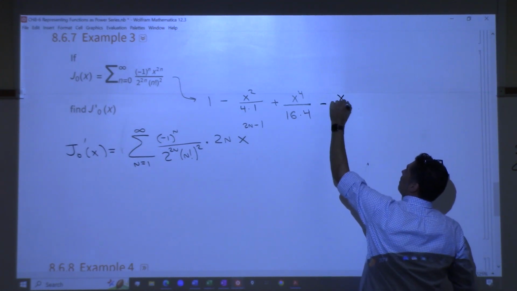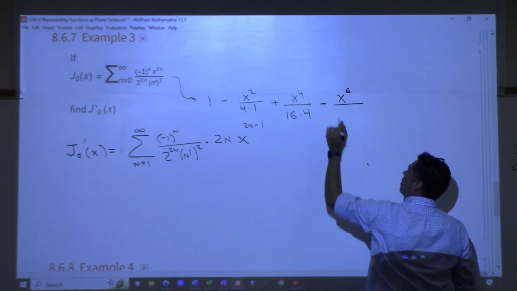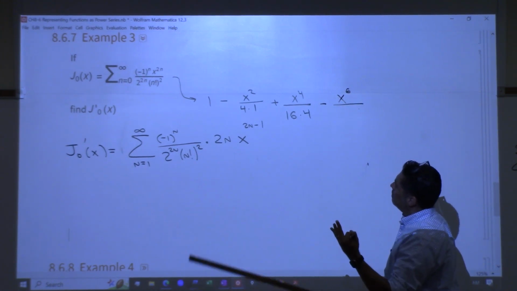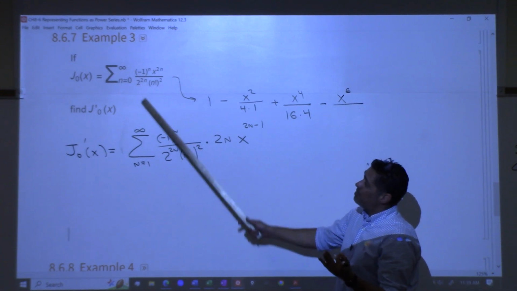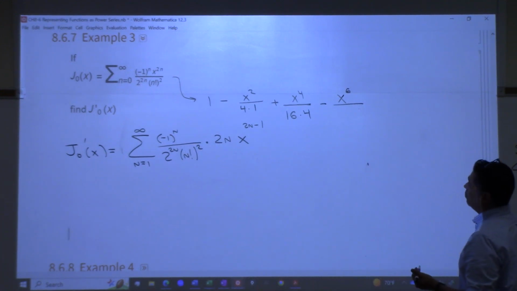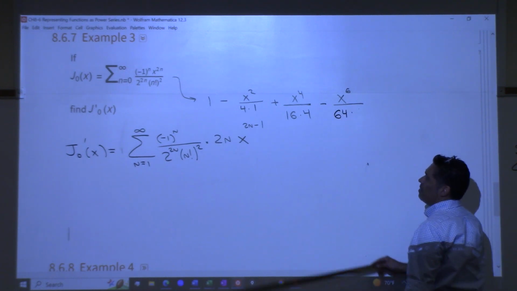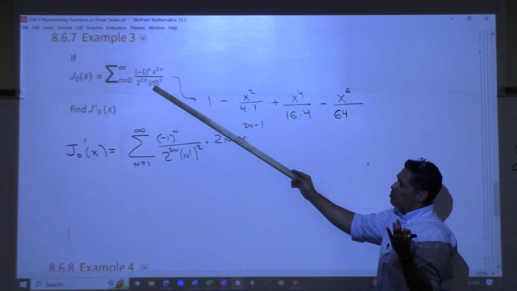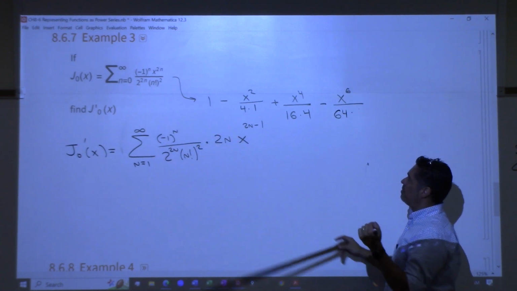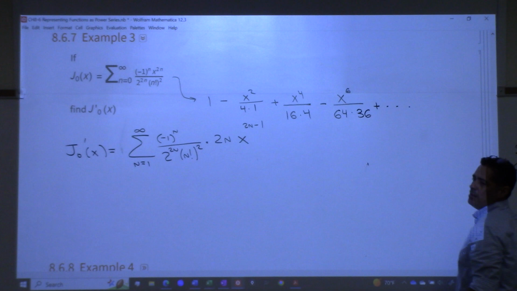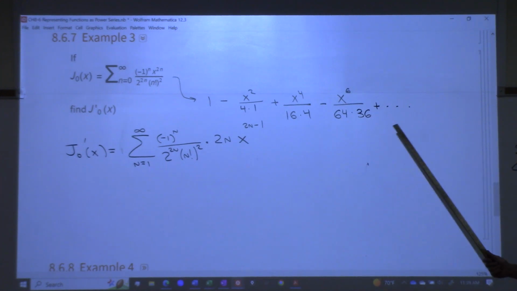x to the 6th over. I'm plugging in, what am I at? 3, right? Yeah. I'm at 3, so 2 to the 6th power. 64 times, all right, we're at 3. 3 factorial is 6. 6 squared is 36. All right, plus dot, dot, dot, right? That's what it is, yes?